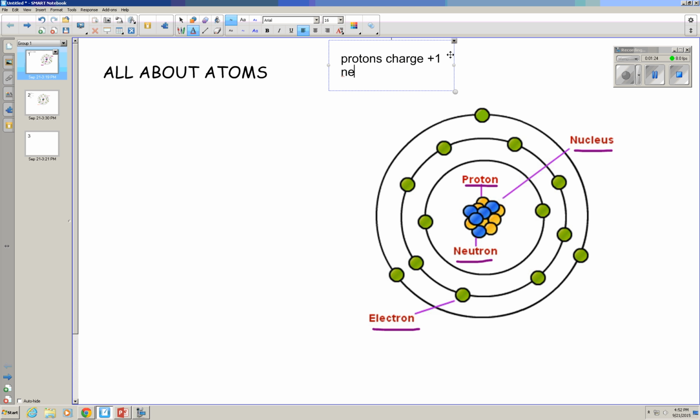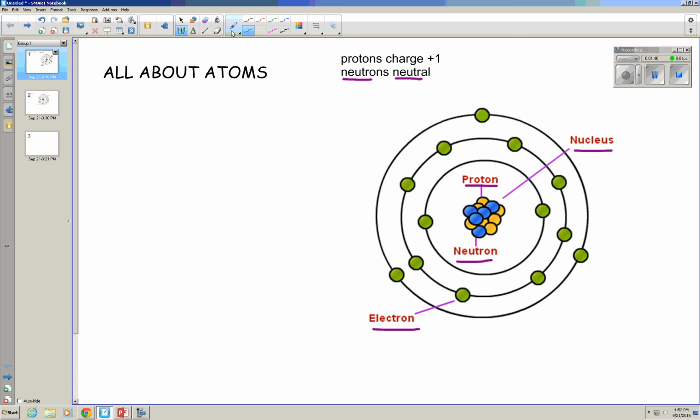Neutrons, what do we know about neutrons? Neutrons are what we call neutral, and it's a great way to memorize the difference between a proton and neutron in terms of the charge. They are neutral. They have no charge.